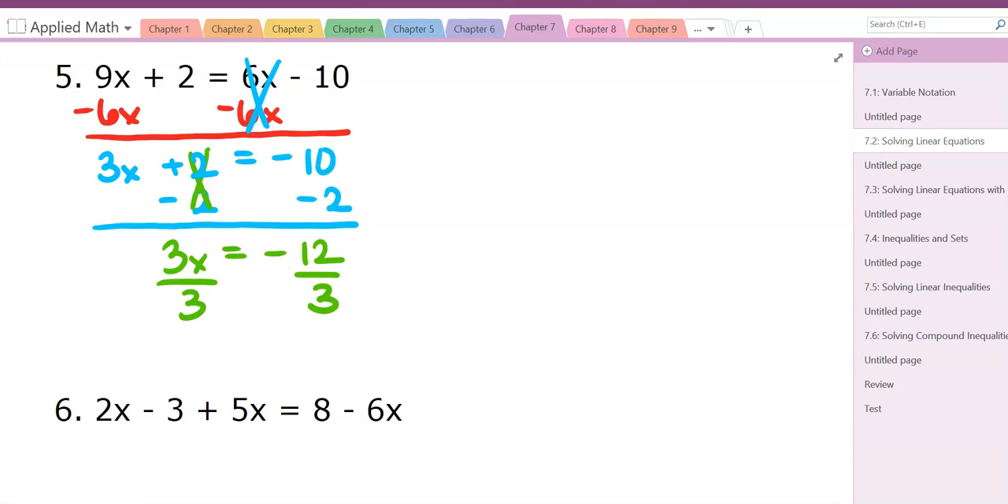So what did you get for a final answer? Good. x equals negative 4.